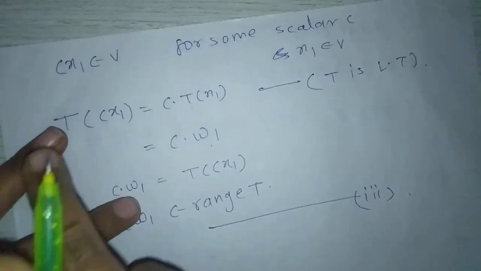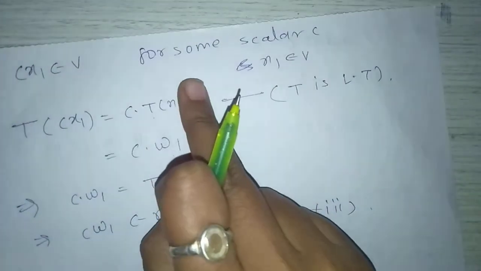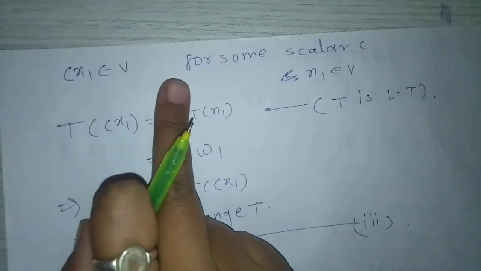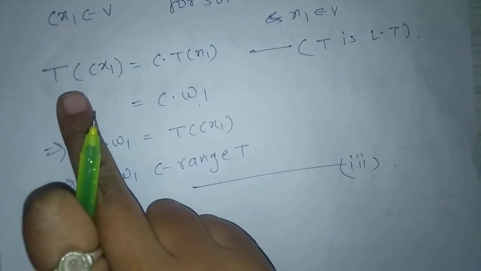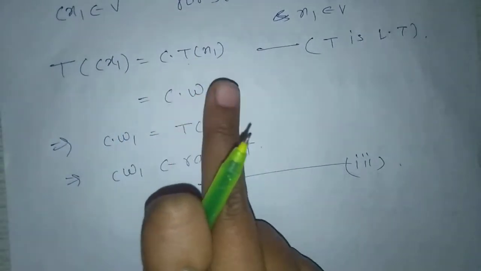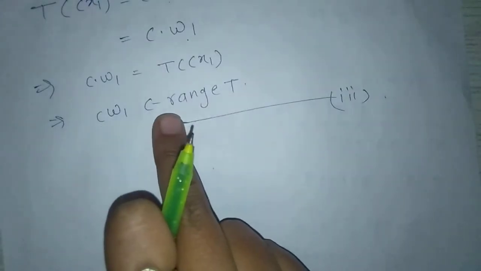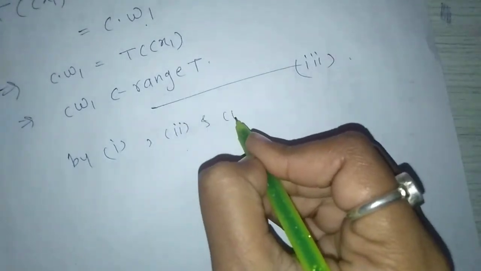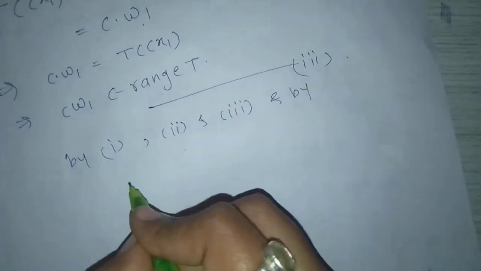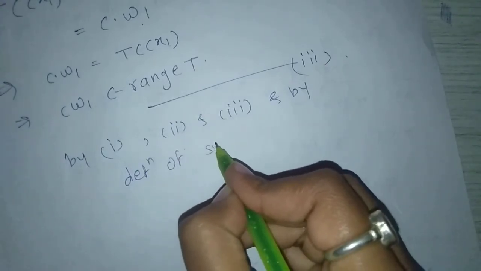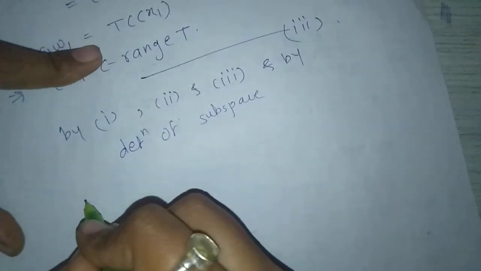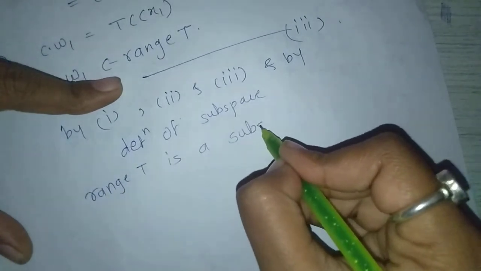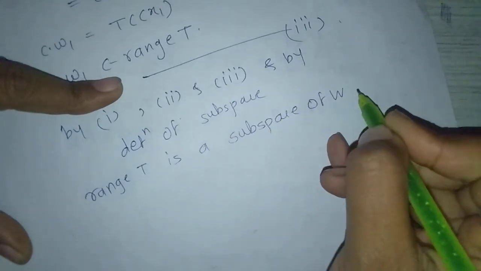And next, c into x1 belongs to V because x1 belongs to V and c is a scalar and V is a vector space. That's why c into x1 belongs to V. Now apply T on c into x1, then we get c into w1. So c into w1 belongs to range of T. So by 1, 2 and 3 and by definition of subspace, range of T is a subspace of W. Here we stop.